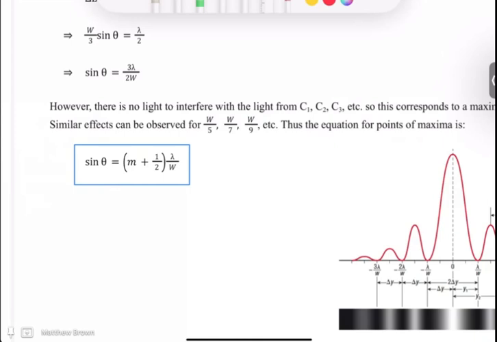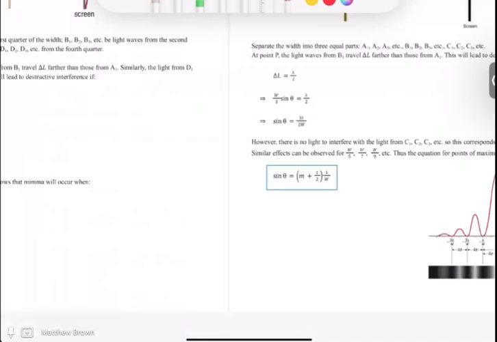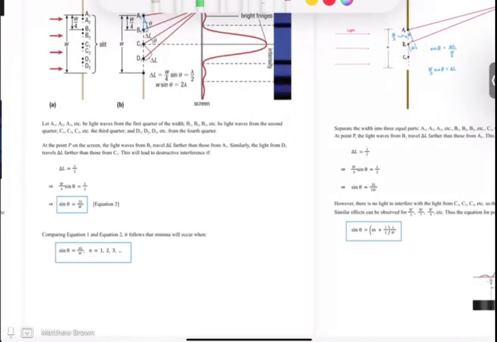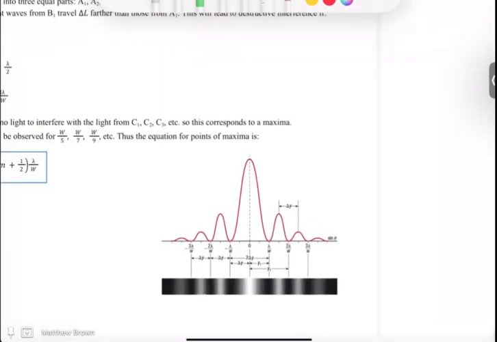So again, like earlier today when we were looking at interference in thin films, you get very similar but different equations, and you really have to look at the situation and think, okay, what do I want? Do I want a bright spot or do I want a dark spot? And then that determines what equation you use. So you have to look at the situation. You can't just plug it in.